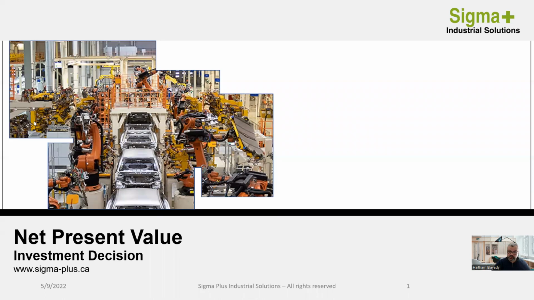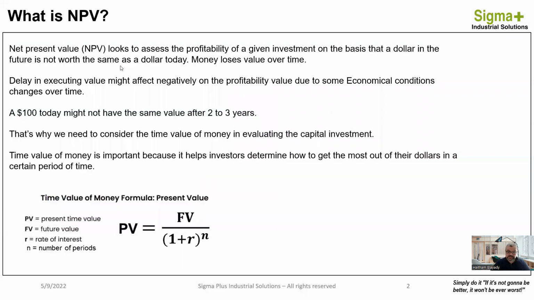As all of us know, prices change over time. The value of money changes over time. So the worth of $100 today might not have the same value after 2 or 3 years. That's due to different reasons, such as changes in economic situations or changes in the prices of living goods due to inflation, as an example. So that's why we need to consider the time value of money and how to evaluate capital investment.